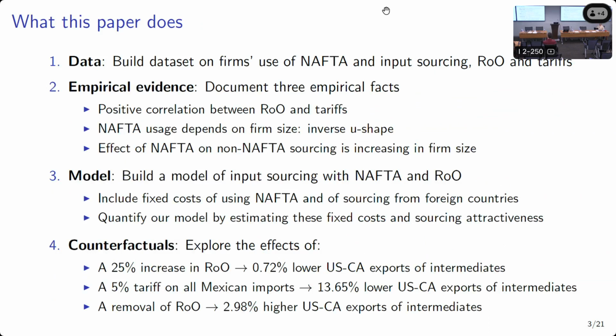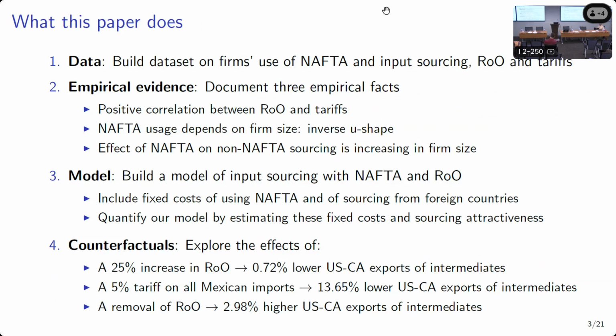With this data, we document three empirical facts. The first one is that there's a positive correlation between rules of origin and tariffs at the product level. Second, how firm size affects the use of the trade agreement. In particular, we document an inverse U shape. And third, we study the effect of using NAFTA to export to the US on non-NAFTA sourcing. That is, for example, the probability that a firm purchases intermediates from China, as an example. And this effect is increasing in firm size.